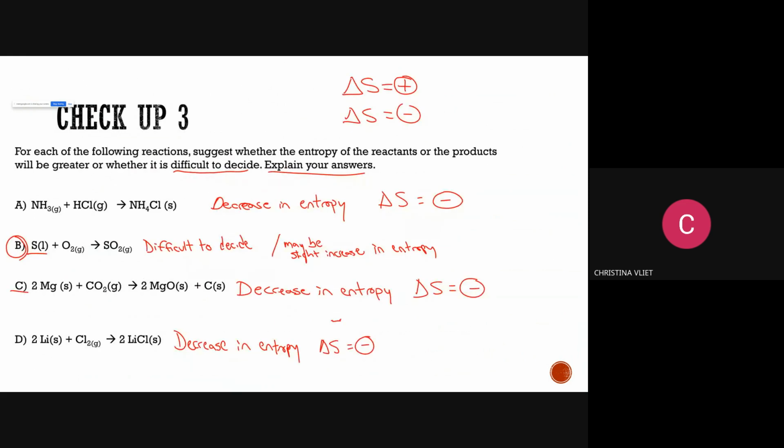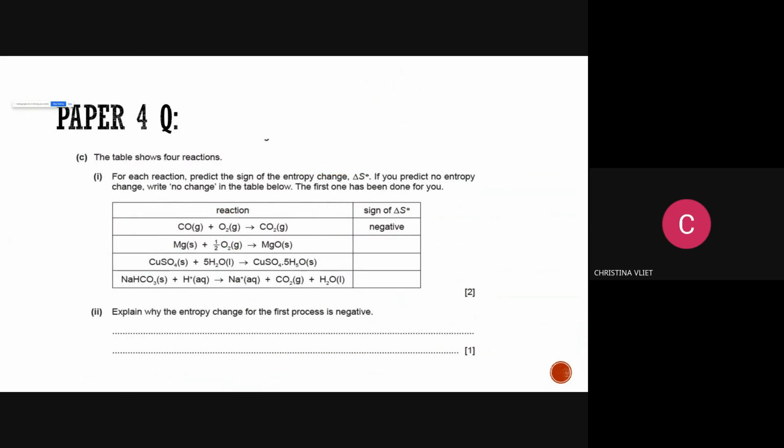So let's look on the next slide for an actual Cambridge question. So here's an old paper 4 question. Here they say what to do if there is no entropy change. They say for each reaction, predict the sign of the entropy change. If you had something that would be no entropy change or difficult to decide, go and write no change in the table is what they're telling you to write. First one has been done for you. They tell you CO gas plus O2 gas goes to CO2 gas. Why is this negative, by the way?